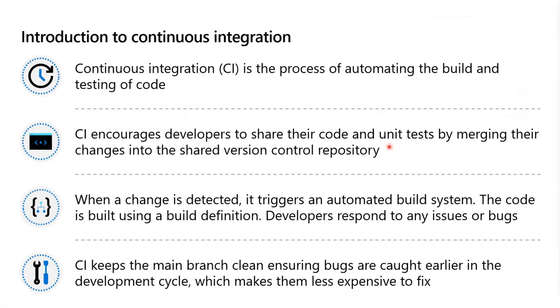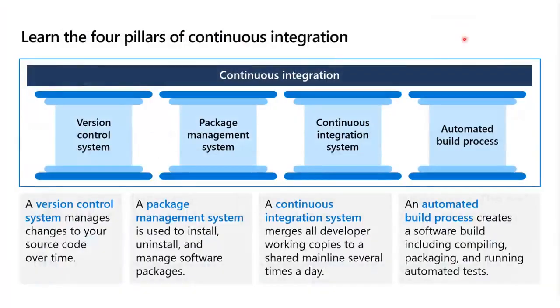So in this case, we can have a team of collaborators, and each collaborator is going to push their changes, and since we are centralizing all the code in a single repository, we can trigger all of this process. When a change is detected, it triggers an automated build system. So the code is built using a build definition, and developers respond to any issues or bugs. Well, CI keeps the main branch clean, ensuring bugs are caught earlier in the development cycle, which makes them less expensive to fix.